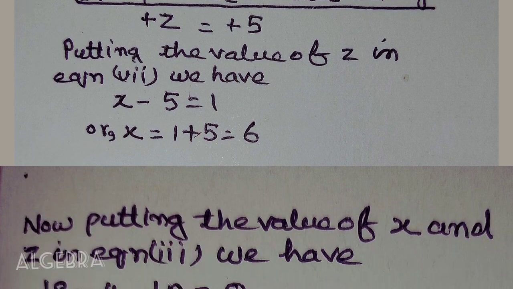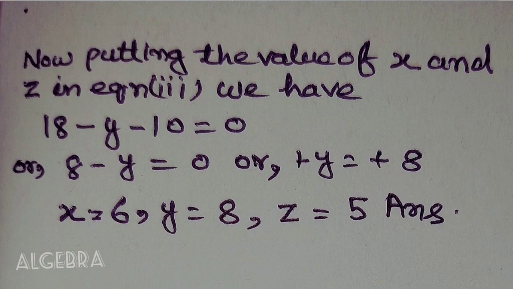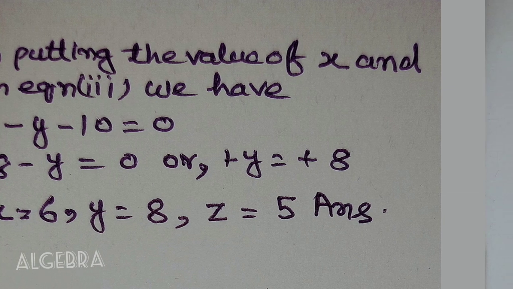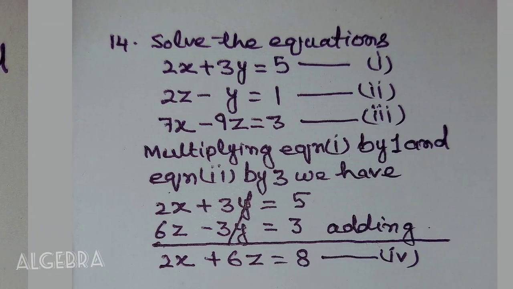Now putting the value of x and z in equation 3, we have 18 minus y minus 10 is equal to 0, or 8 minus y is equal to 0, or minus y is equal to minus 8. Minus, minus, plus. So x is equal to 6, y is equal to 8, and z is equal to 5. Answer. 14. Solve the equations.